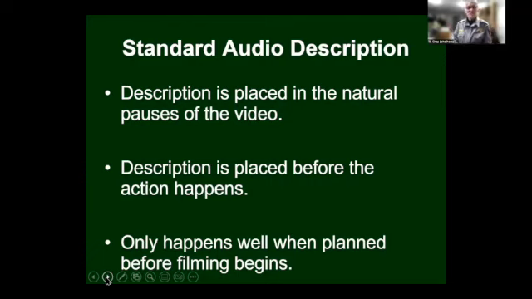And standard, just like we have written on the screen here, is description is placed in the natural pauses of the video. Description is placed before the action happens. Or sometimes in a lot of our National Writing Project videos, there's a still photo that pops up that someone's talking about. You need to talk about that either before it, if someone's talking over it, or during it, if it's silent.